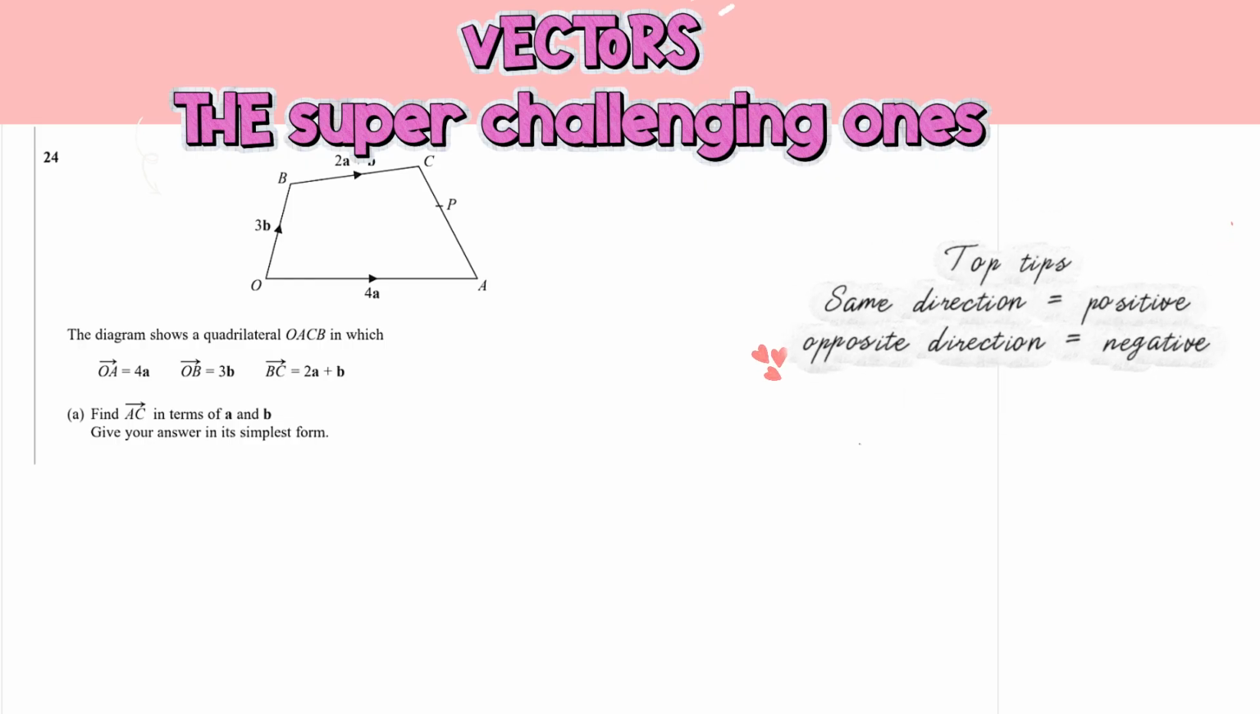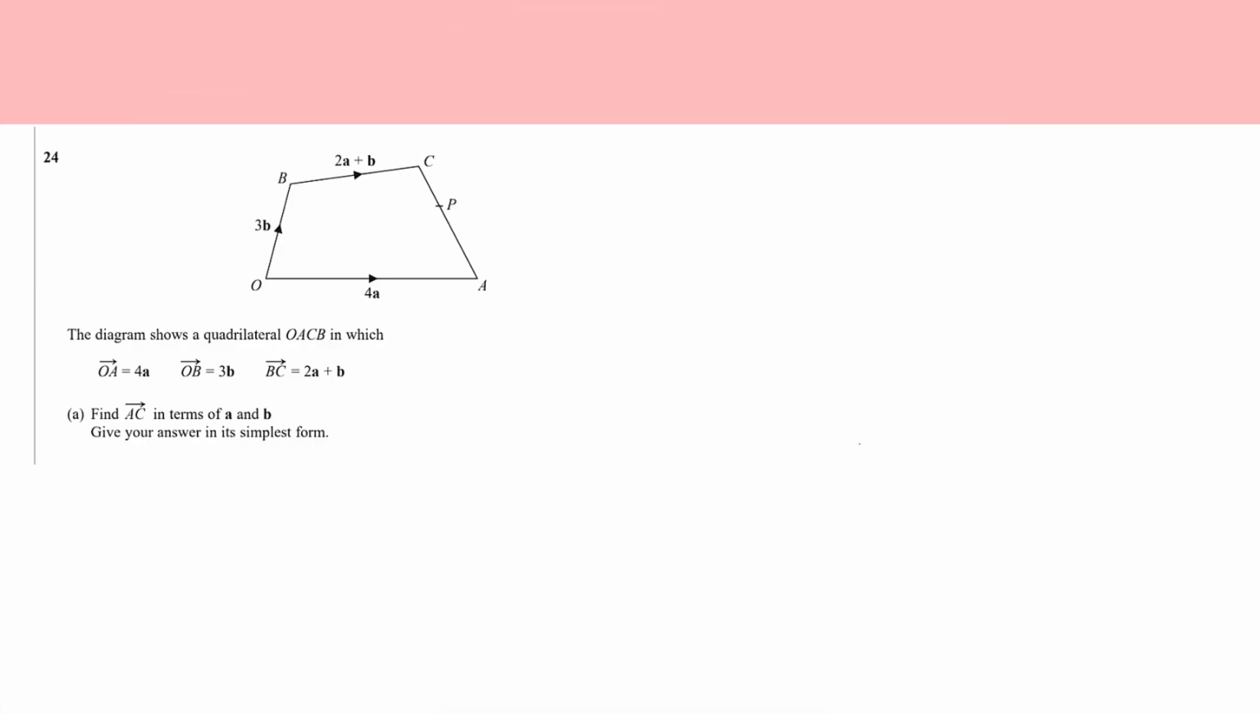The general rule with vectors: if you're going in the same direction, it's positive, you keep the sign. If you're going in the opposite direction, it's negative. Okay, just remember that and everything else should fall into place. Find AC. So you'll find you're going from A all the way to C.